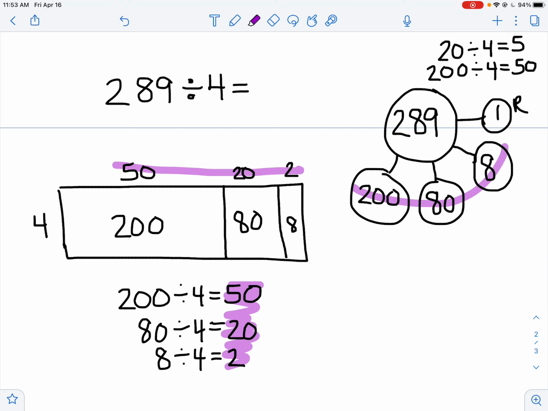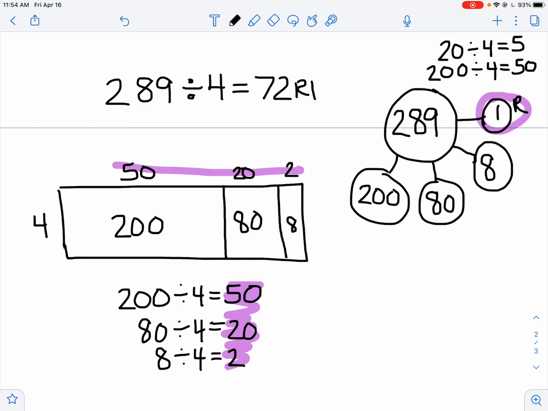So if you're using a number bond, you should also write your equations and or an area model so that you can find your quotient. Our quotient would be 50 plus 20 plus 2, which is going to be 72. But then we can't forget this remainder over here. So you're also going to write remainder 1.